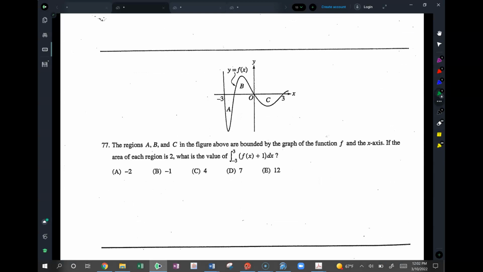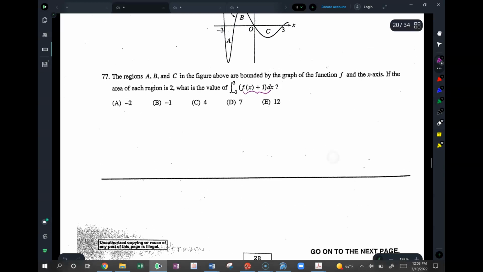Okay. So the regions A, B, C are bounded by the graph of the function f and the x-axis. If the area of each region is 2, what is the value of the integral from -3 to 3 of f of x plus 1? Okay, so what does f of x plus 1 mean, in reference to the actual function f of x? What happened to it? It moves up, right?